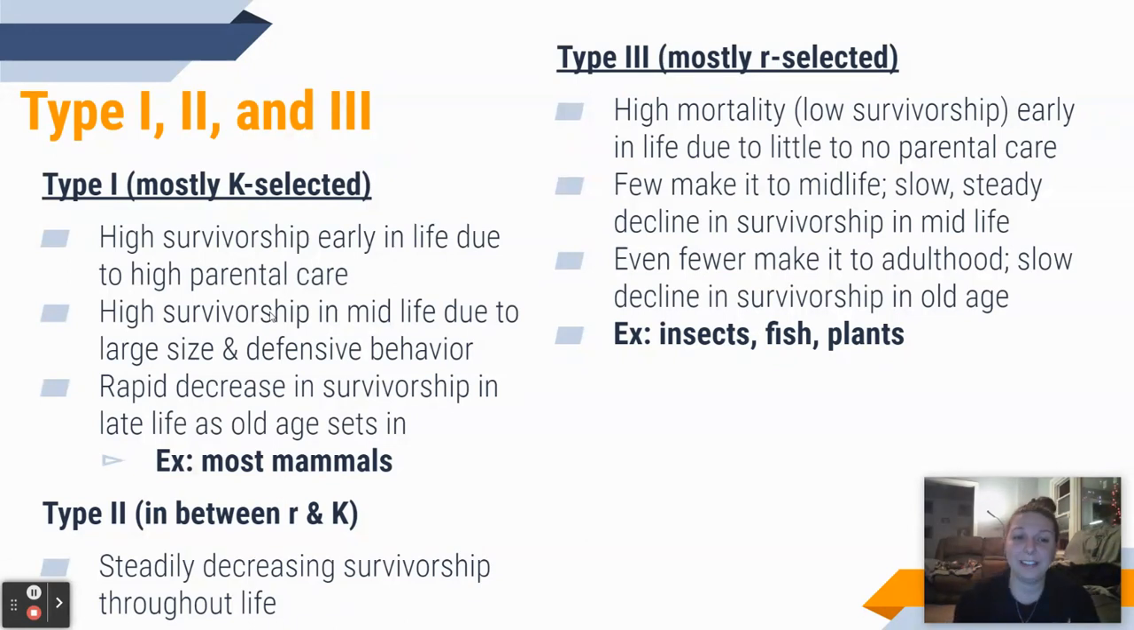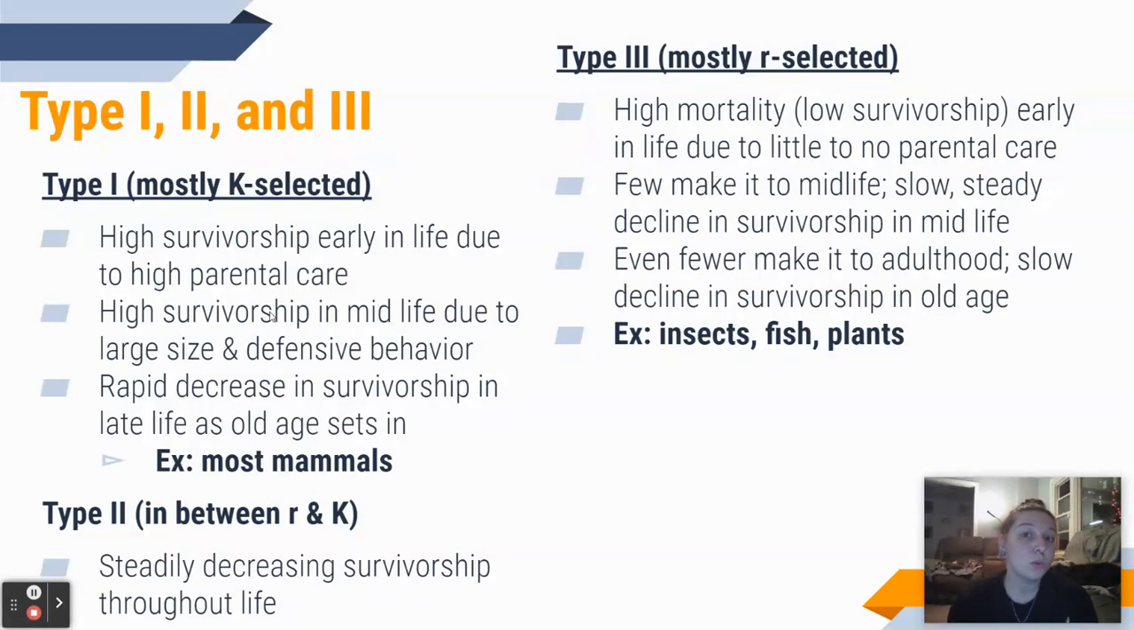But then what we see is a very rapid decrease in survivorship as old age starts to set in. So once we reach a certain age, a lot of the members of that population are going to start to die. So this is going to be most mammals. Then we have type 2, which is really in between R and K. So with that, we see a steady decrease of survivorship throughout life. So think of things like birds and rodents.